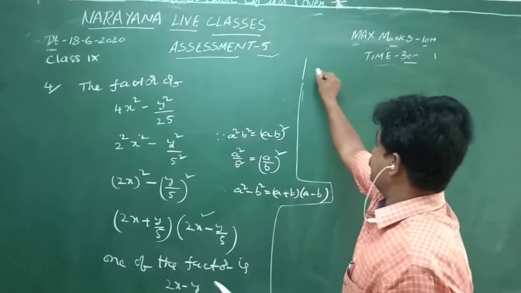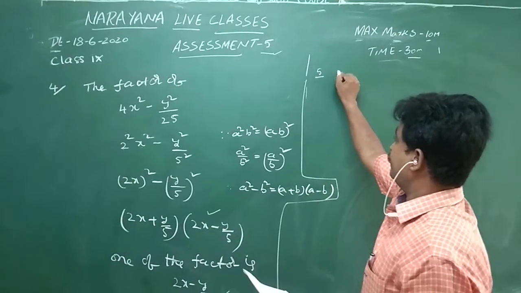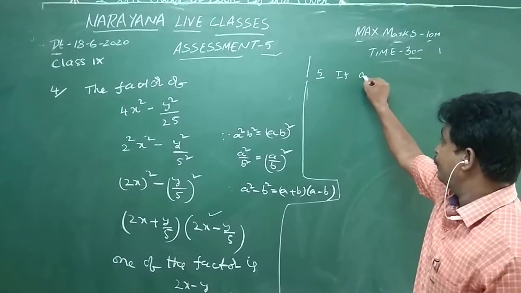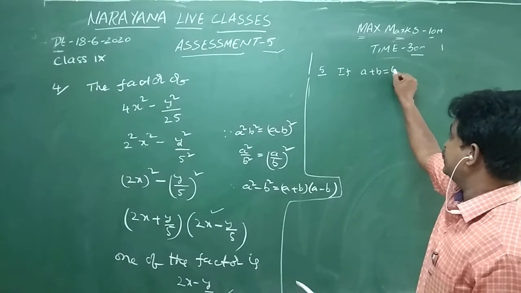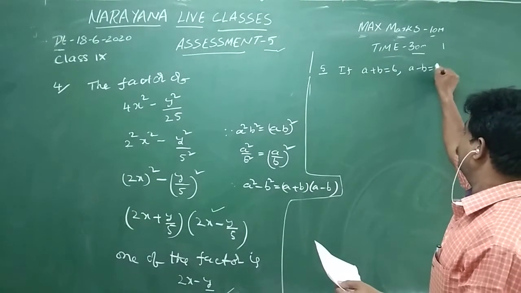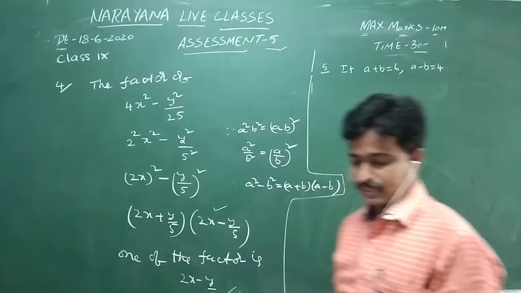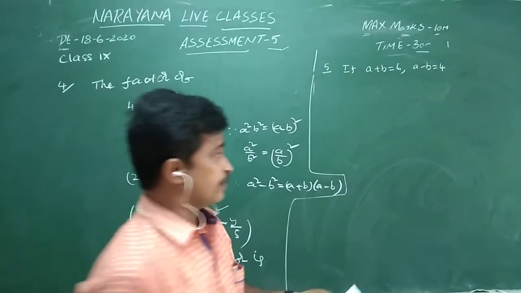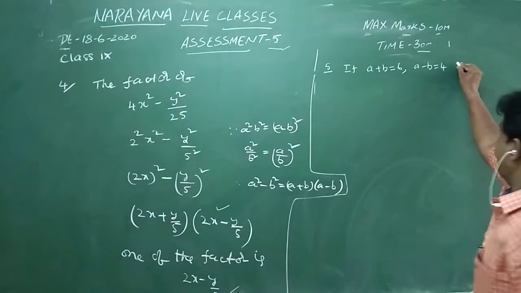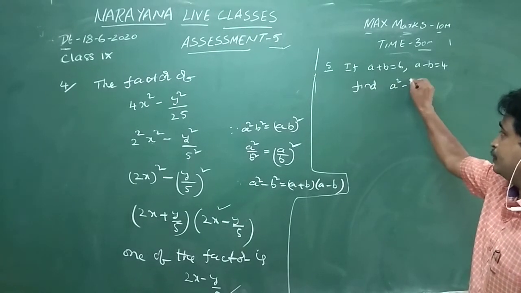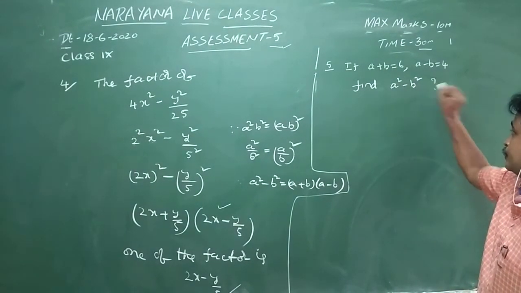Question number 5. If a plus b is equal to 6 and a minus b is equal to 4, then find a square minus b square. a square minus b square is equal to how much?